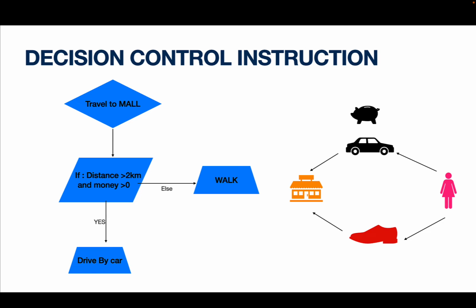So here the keyword you have to notice is this and. What this and means is that if both of the conditions are true, like if the distance is greater than 2 km and you have money, like money is greater than 0, then only you will drive by car, else you will walk. So let's go into Visual Studio Code and see how we will write it.